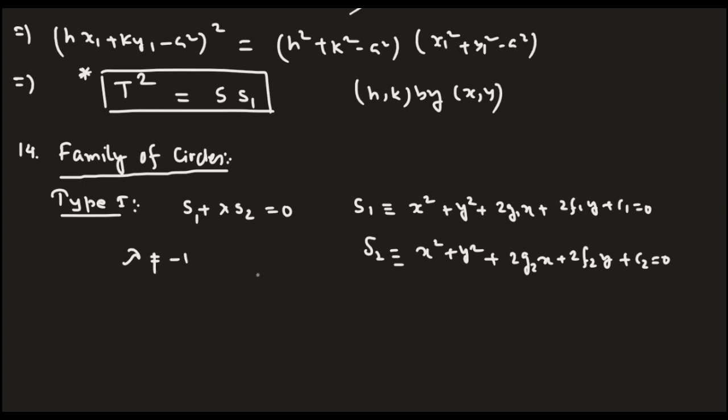So what type of circle are we actually obtaining? Suppose this is my S1 circle and this one is my S2 circle. So they will intersect at the points A and B, suppose here. So we can describe infinite number of circles passing through the points A and B. Like this we can describe. So many circles are there.